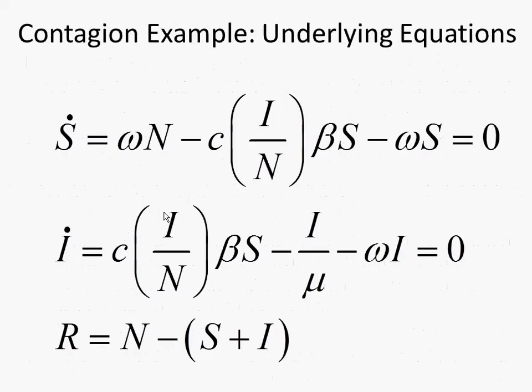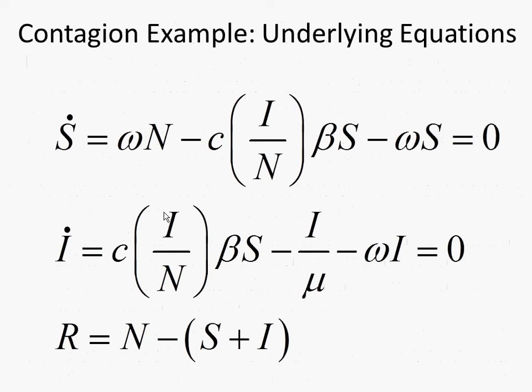So, for example, for our system, we might have a system like this where we have some SI terms. In this case, we'll assume that birth rate equals death rate for simplicity, because if you have a constantly growing population, where the birth rate is greater than the death rate, it's never going to reach an equilibrium. It's just going to keep on growing. So for simplicity here, we might assume that those two are equal.